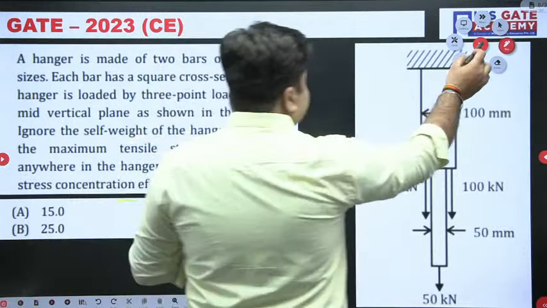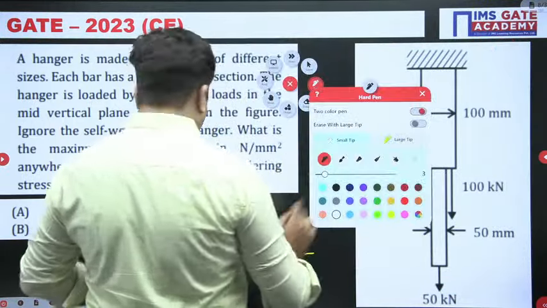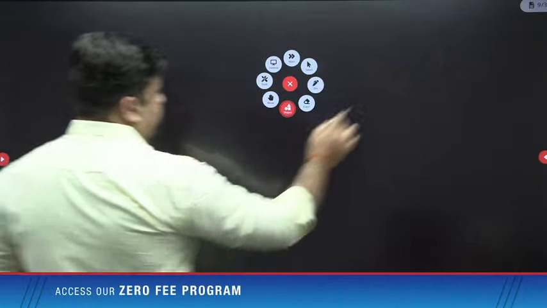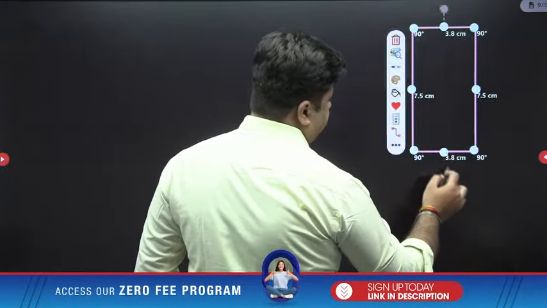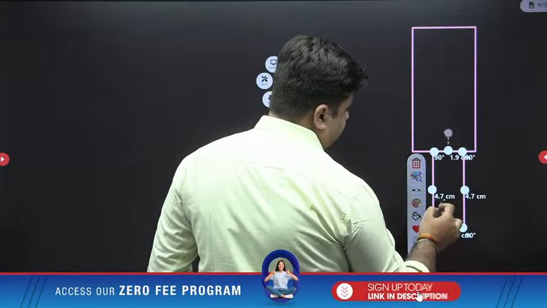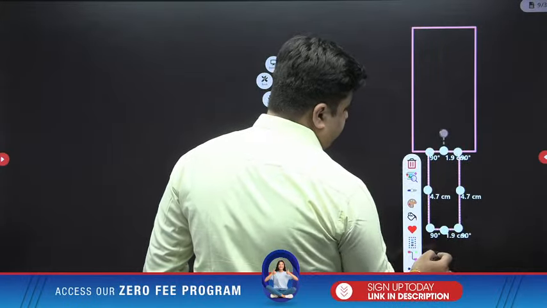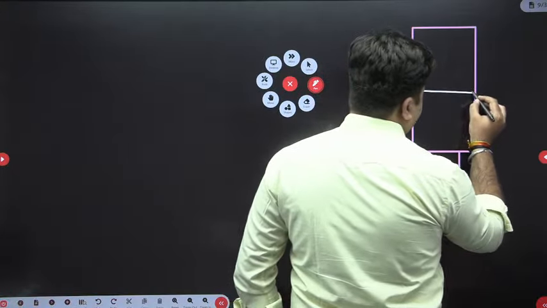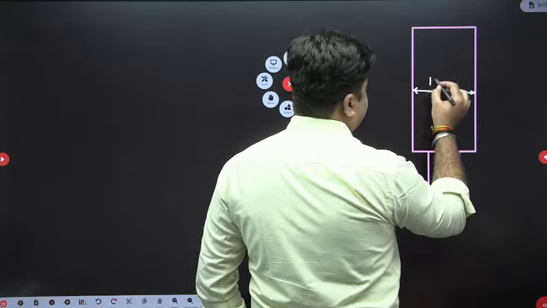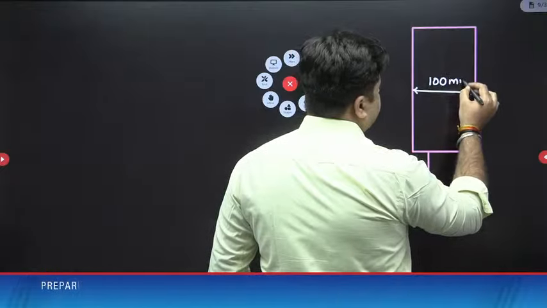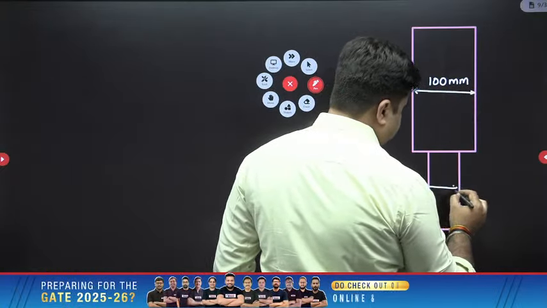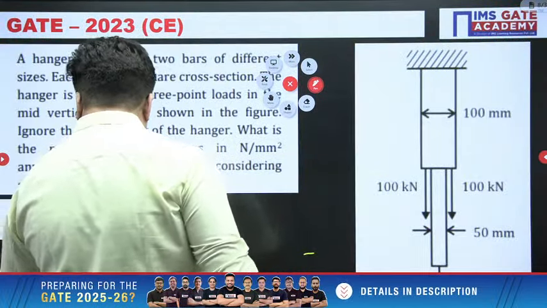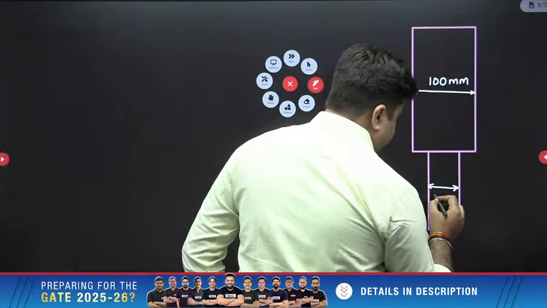So let me just name this. This is a hanger like this. This is the big part and this is the small part of the hanger. The area of the big part of the hanger is 100 by 100. The size of this hanger is 100 mm. This size of the hanger is 100 mm. And this size of the hanger is how much? It is, I think, 50 mm. The size of the lower hanger is 50 mm.